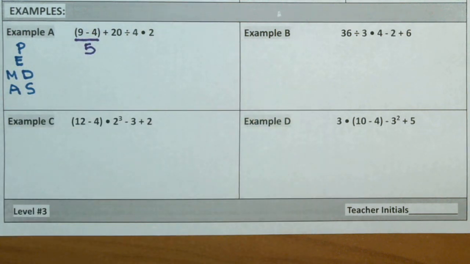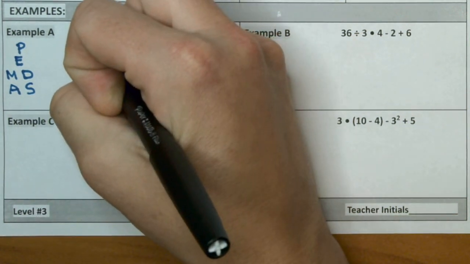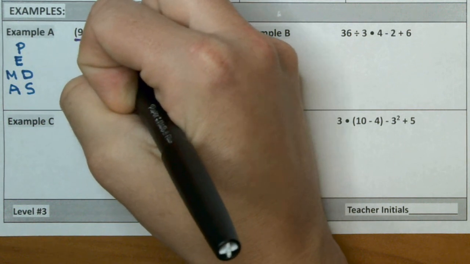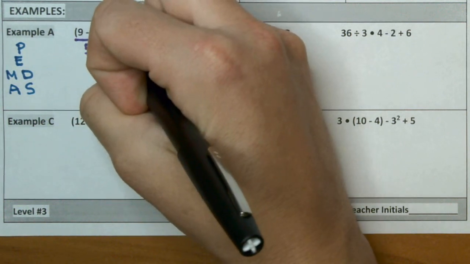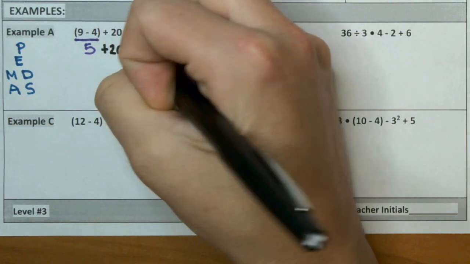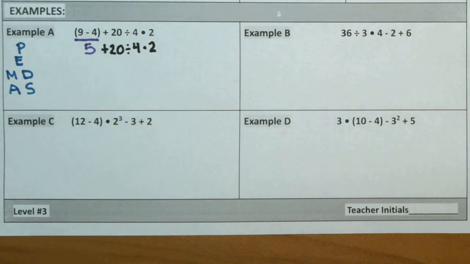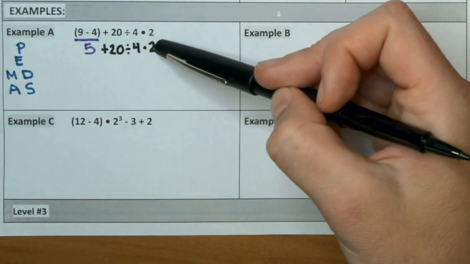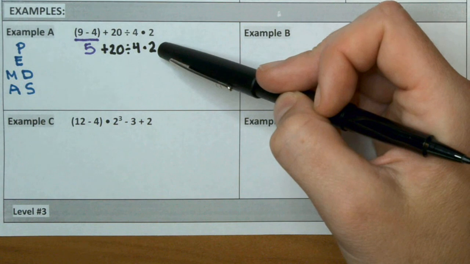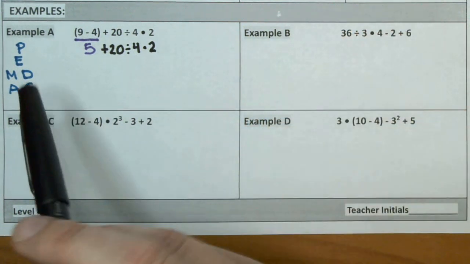Now this part's important. You're going to bring down everything right beneath where it is in the problem. I'm going to bring down the plus here, the 20 right beneath the 20. You might need to write a little small. Divided by 4 times 2. Notice how everything is super lined up. So now we're going to treat this row like our new problem. 5 plus 20 divided by 4 times 2.